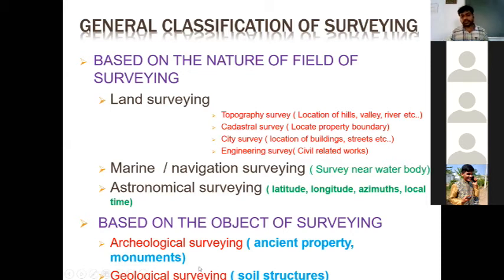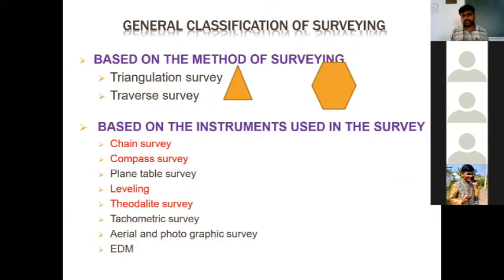And next, geological survey. On the earth, we have many layers of soil. So there also we're going to study the soil structures. That comes under the object of survey. In this slide, coming to the third classification, that is based on the methods of surveying. In the methods of surveying, you're going to have two: triangulation survey and traverse survey.